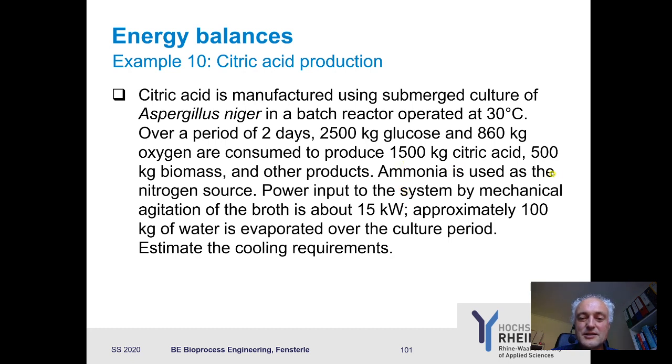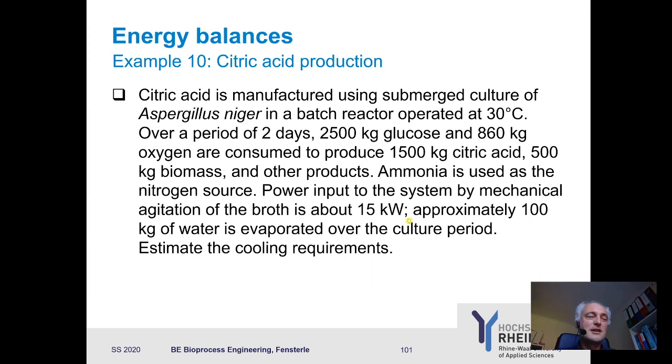Obviously, if we look at this, it's 2,000 kilograms which come out, 3,360 kilograms which get in. It's not balanced, obviously, this system. Ammonia is used as a nitrogen source. Power input to the system is about 15 kilowatts, and approximately 100 kilograms of water is evaporated.